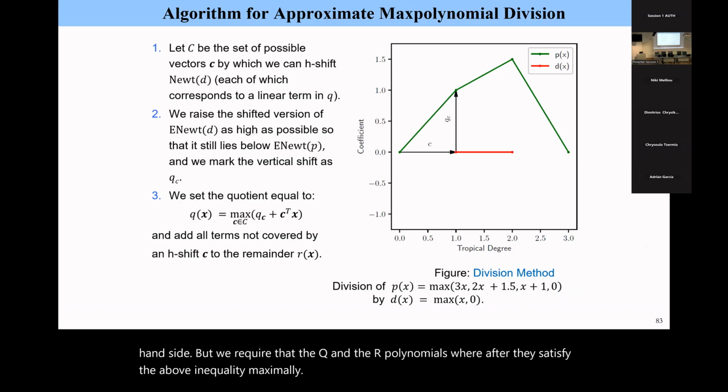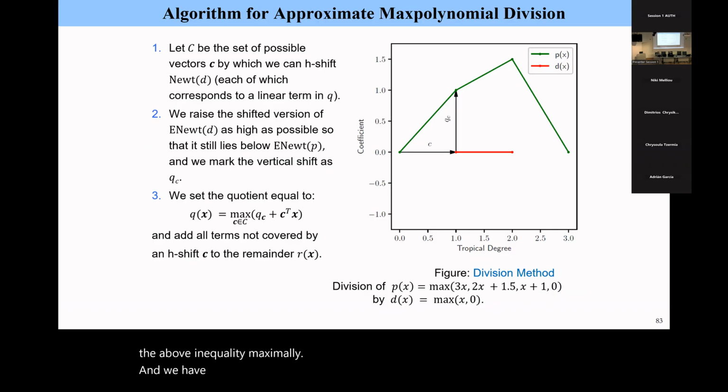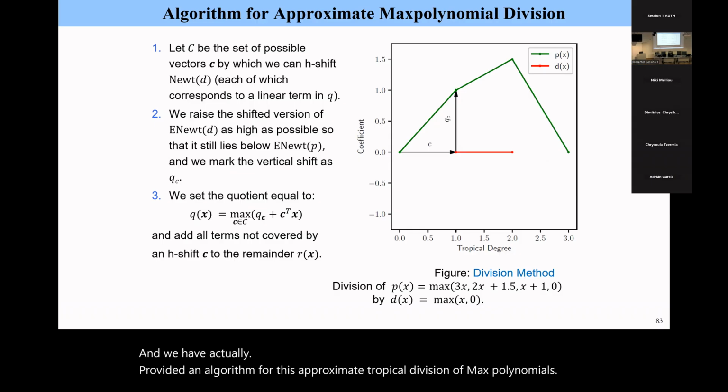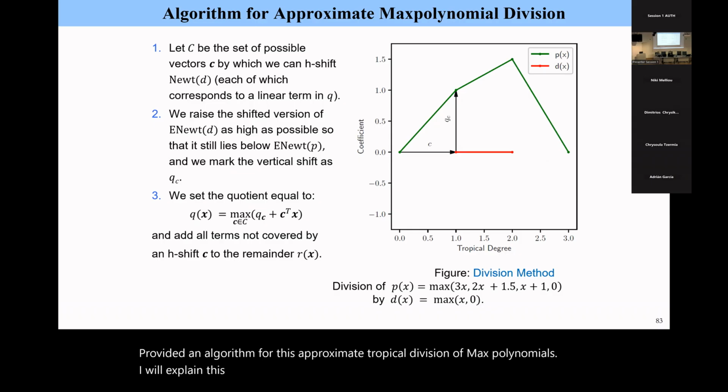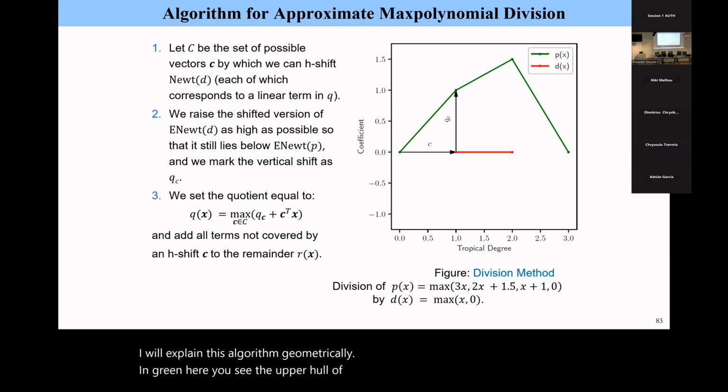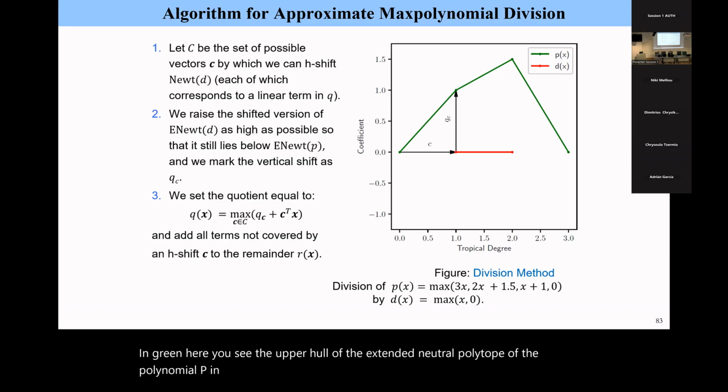And we have actually provided an algorithm for this approximate tropical division of max polynomials. I will explain this algorithm geometrically. In green here you see the upper hull of the extended Newton polytope of the polynomial P. In red you see the Newton polytope of the divisor polynomial.